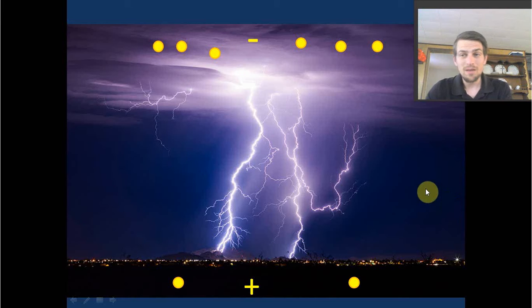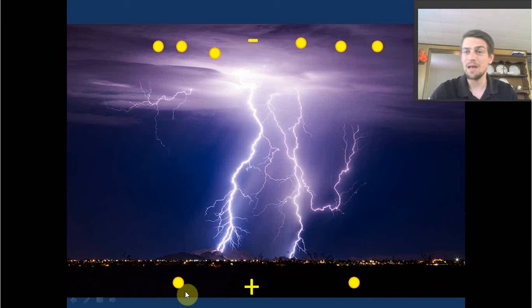So remember what I said earlier, that electrons like to spread out and become even? Because there's so many up in the cloud, some of them are actually going to, at some point, when they can't take it anymore, jump down to the ground. And when they jump down to the ground, that is what lightning is. It's that electric flow. So electrons moving from the cloud down to the ground to balance out that charge.